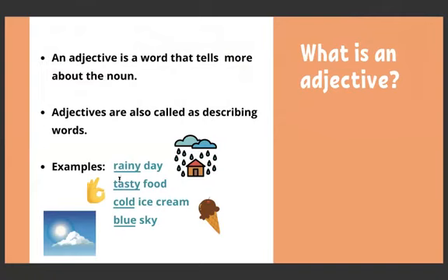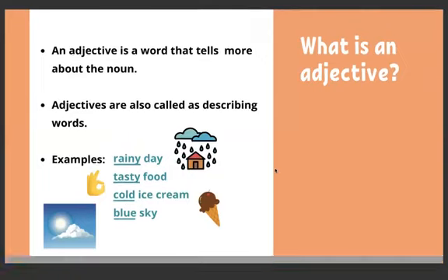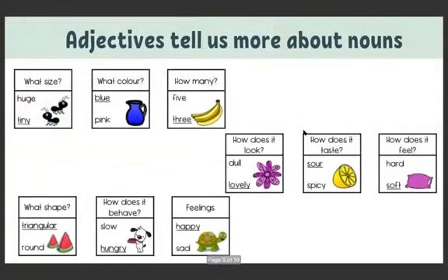So for example, rainy day, tasty food, cold ice cream, blue sky. Rainy, tasty, cold, blue. They are describing nouns. So these words are called adjectives or describing words. Is that clear, everyone? Show your thumb. Okay. Adjectives tell us more about nouns.